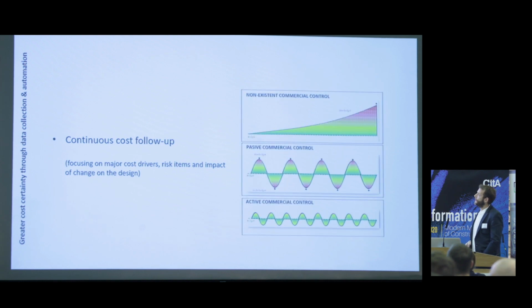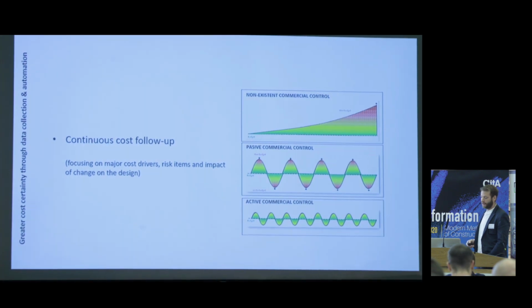Continuous cost follow-up, focusing on major cost drivers and risk items, and the impact of change on design. We see the QS sitting with the design team on a weekly or fortnightly basis, with each individual discipline discussing how they're building the model, how they're coding it, how they're writing the spec, and how the spec is linked to the model. The QS then uses those two sources of information to create their cost estimates, bill of quantities, and contracts. It's a continuous evolution during the design process in order to achieve high quality at the end.